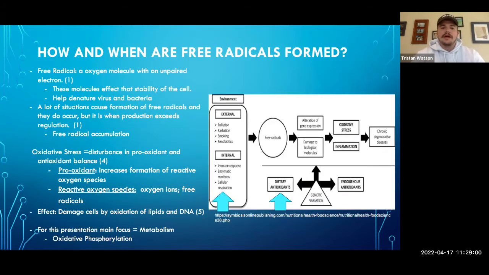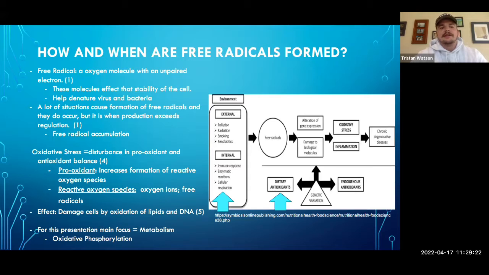So how and when are free radicals formed? A free radical is an oxygen molecule with an unpaired electron, like we were saying before. These molecules affect the stability of the cell, and they denature. They actually occur naturally, and they can help with denaturing viruses and bacteria. So that's kind of their role. But if there's an accumulation of them, they can cause oxidative stress.